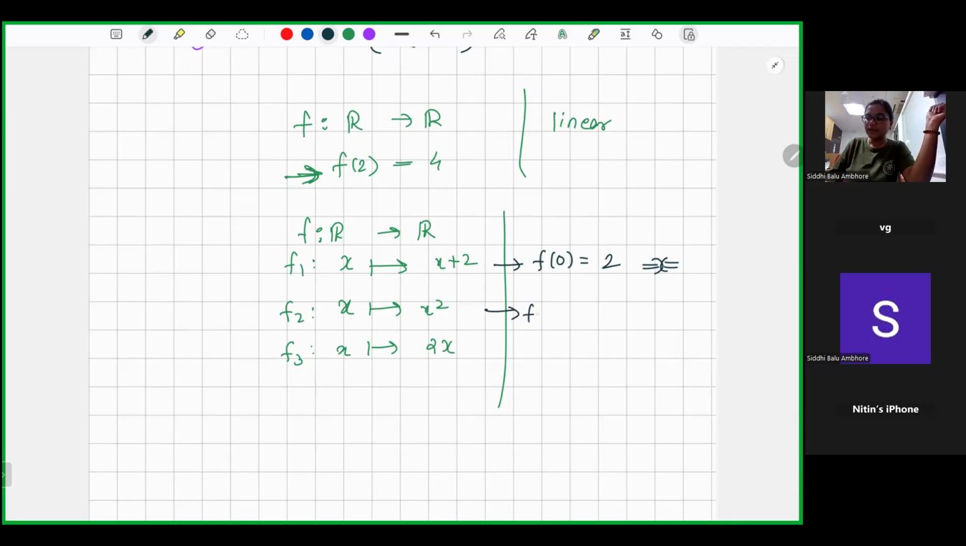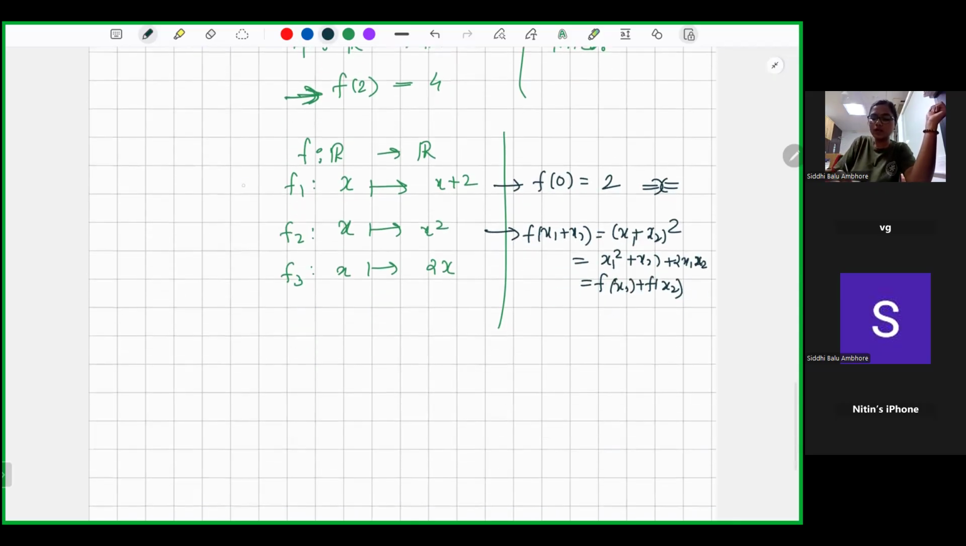This one here, if I take f of x1 plus x2, this will be x1 plus x2 square. And this is x1 square plus x2 square. This is my f of x1 plus f of x2, but this also has this extra term, 2x1x2. So this does not hold, right? So this is again not a linear map.